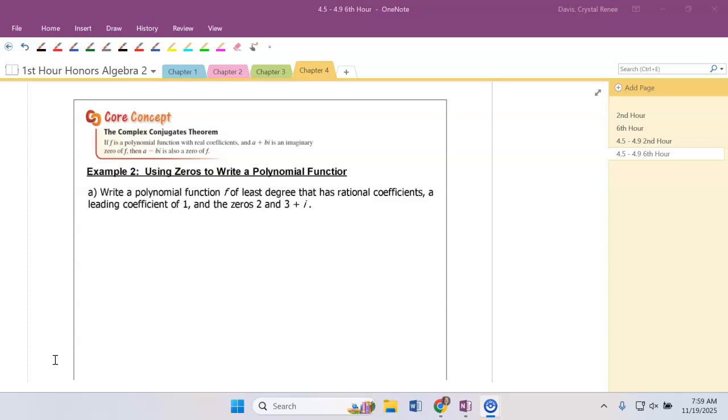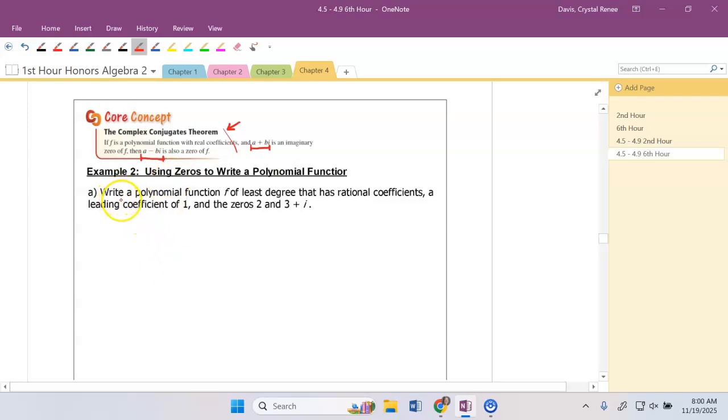All right, so let's look at example 2 now. But before we look at example 2, let's look at the complex conjugates theorem, and this was covered in that packet that we did. It just says that if a plus bi, meaning that it's an imaginary solution, is a 0, then a minus bi also has to be a solution. So we should know by now that imaginary solutions come in pairs, so this should not be a big surprise.